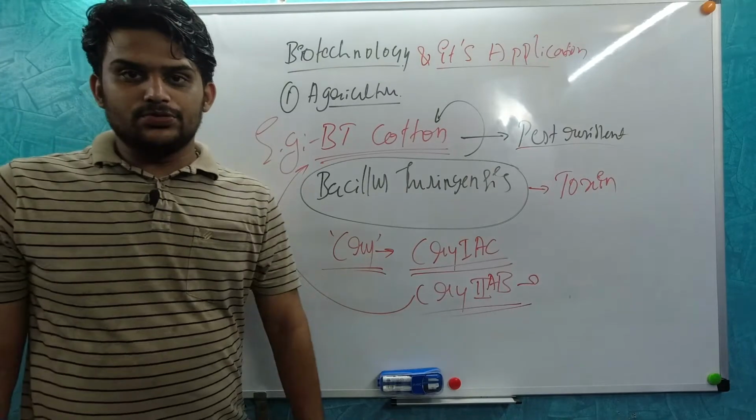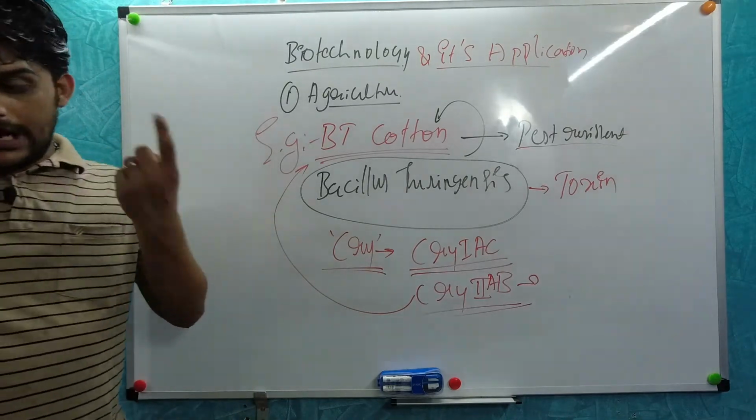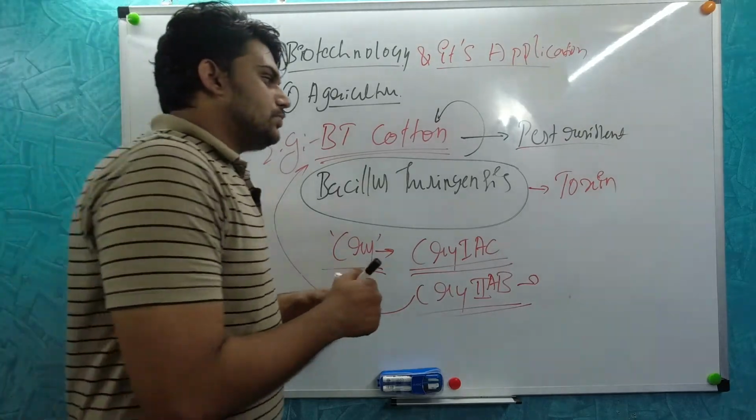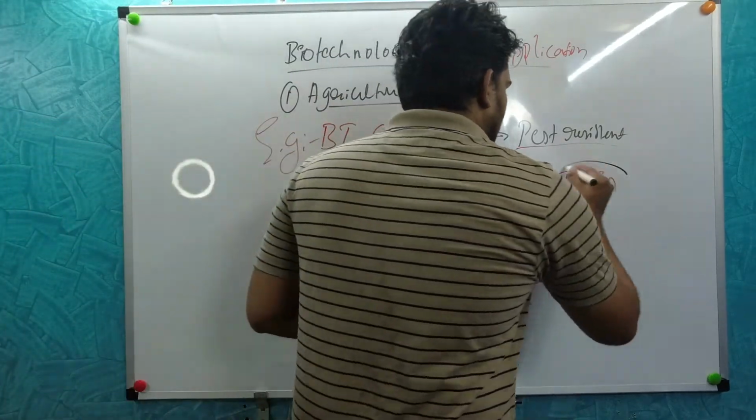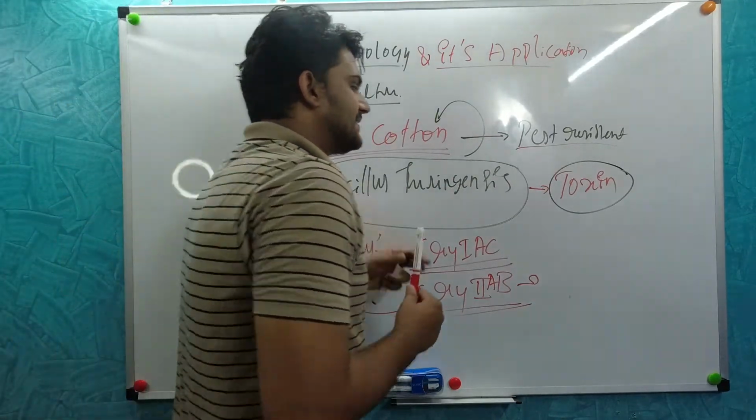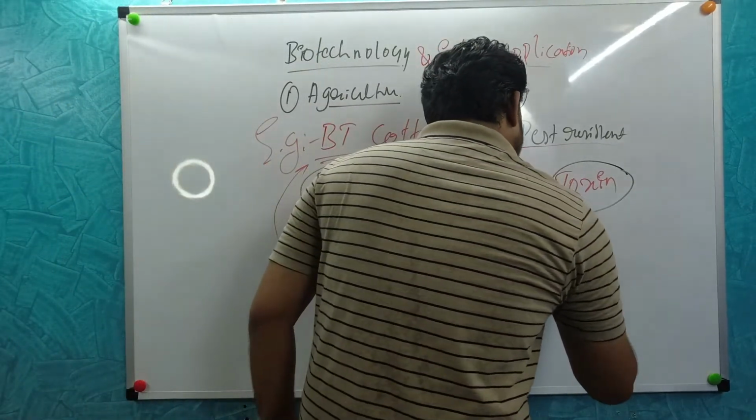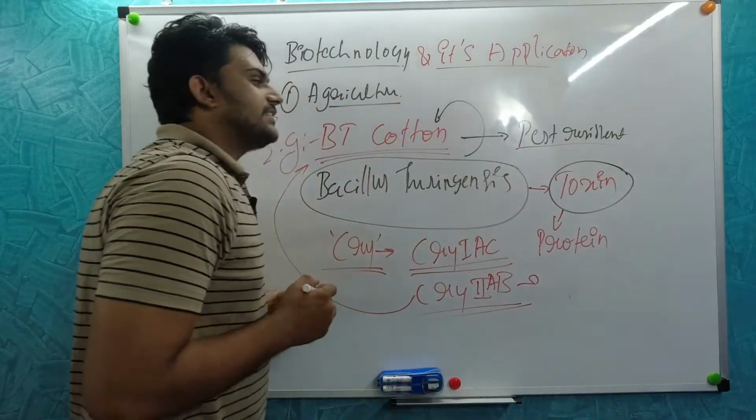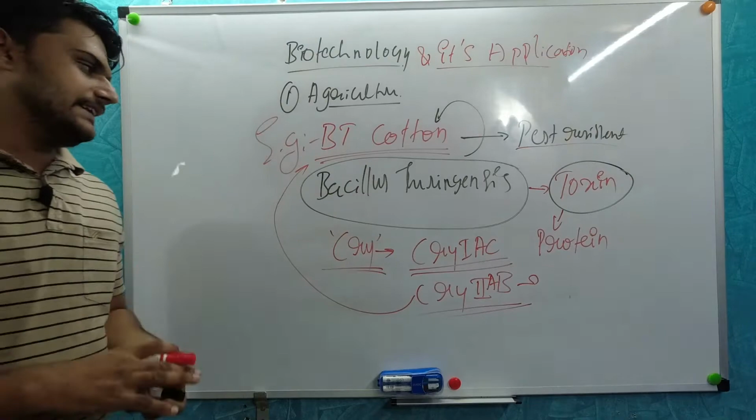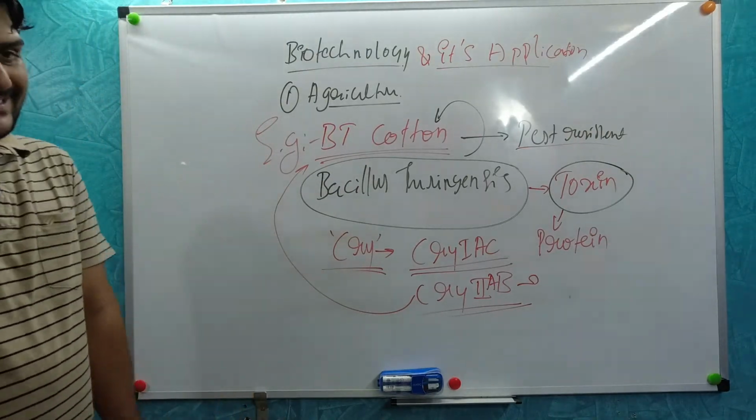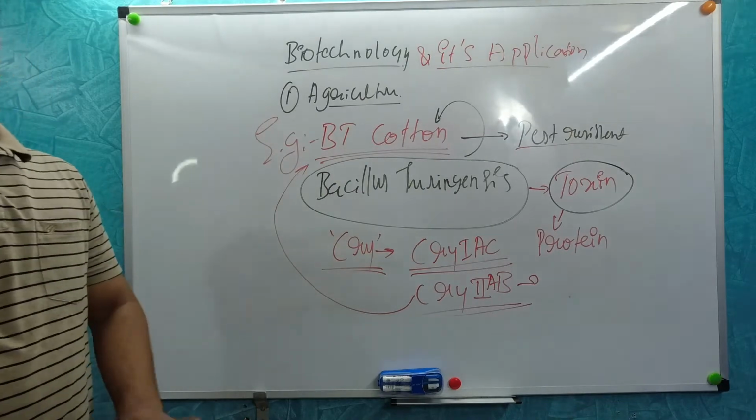Now let's move to the next part. But you may have a question in your mind: what is this toxin in Bacillus thuringiensis? It's a simple protein which is toxic to the pests. Okay, simple as that.